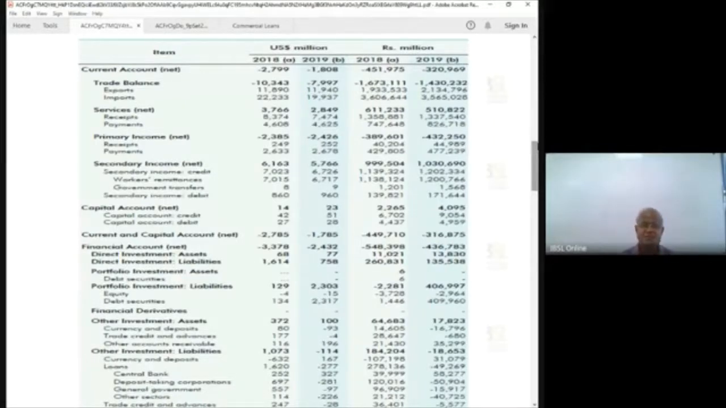Okay, worker remittances is the main item, the credit item in the secondary income account. Right? Second is then the service account. Service account net. You have the tourist arrivals. I go to this one.